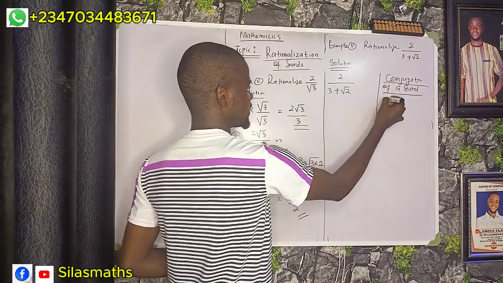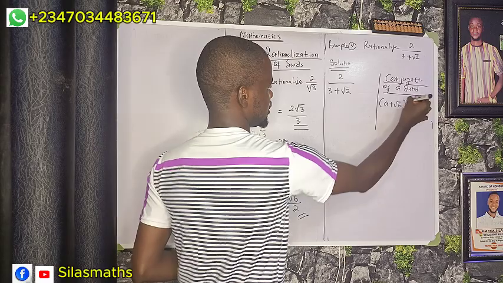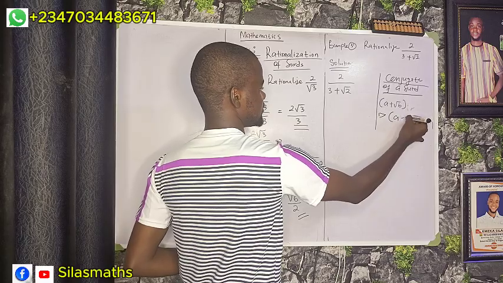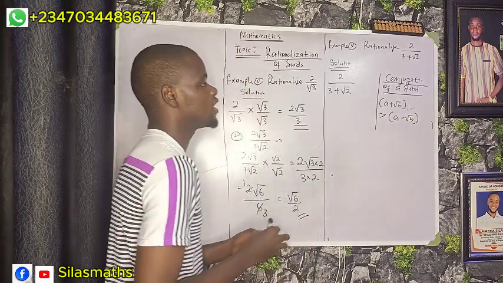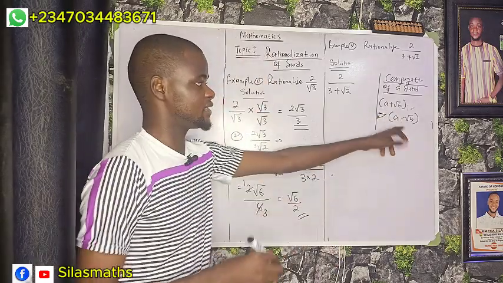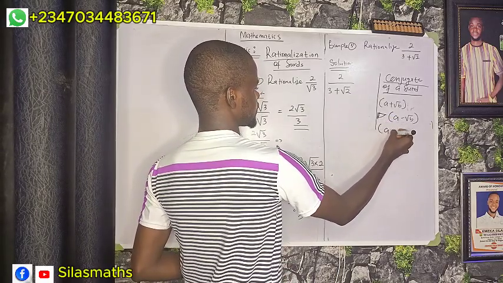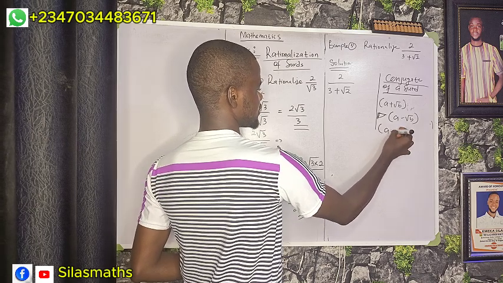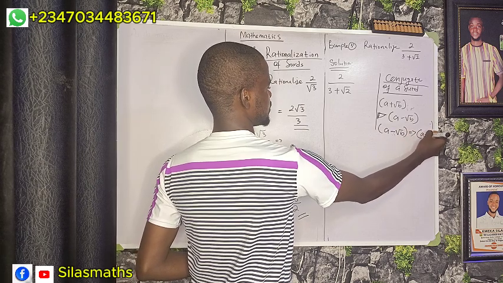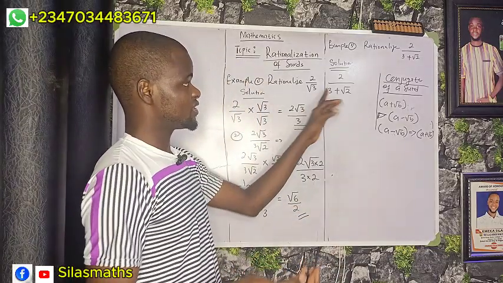Now, if I have a surd, let's say a plus root b, what's the conjugate of a plus root b? The conjugate is a minus root b. Just change the sign between the numbers. That's the conjugate of that. The conjugate of this is this. Simply change the sign between them. Then the conjugate of a minus root b is still a plus root b. So when I want to find the conjugate of a surd, simple, just change the sign between them.